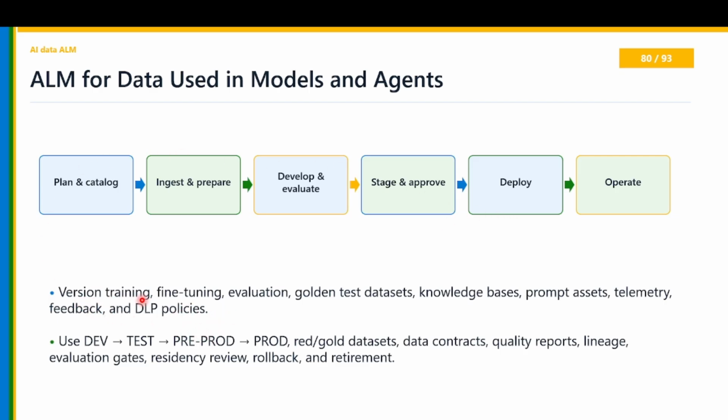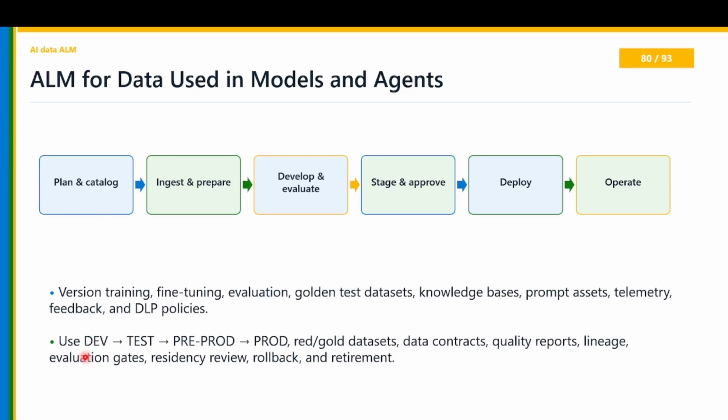So you have version training data, you have fine-tuning data, you have your evaluation data, you have your golden test data set, you have your knowledge base data coming from the knowledge bases and knowledge sources, you have your prompt asset data that the prompt is generating, you have your telemetry data from monitoring from Application Insights and Azure Monitor, you have your feedback data from maybe surveys or conversation transcripts, and you have your data loss prevention policies. All these are generating data, and this is the entire data that the agentic AI system is using and also generating as well.